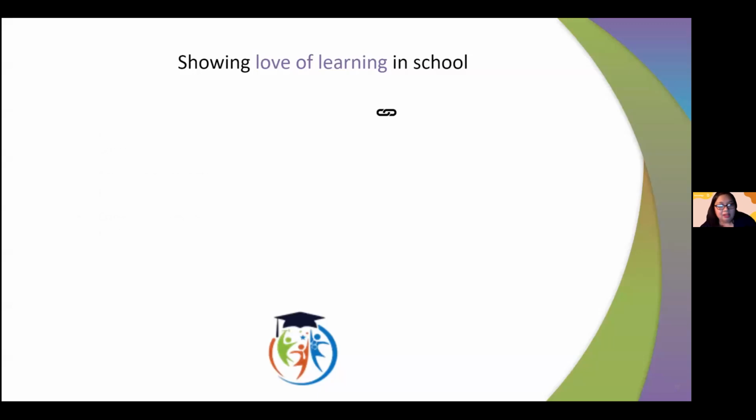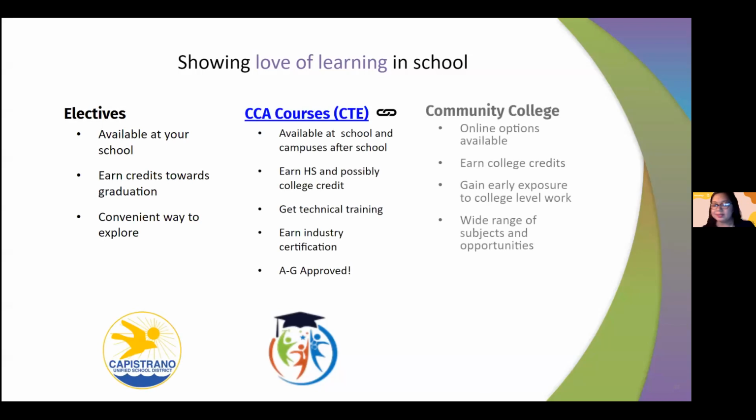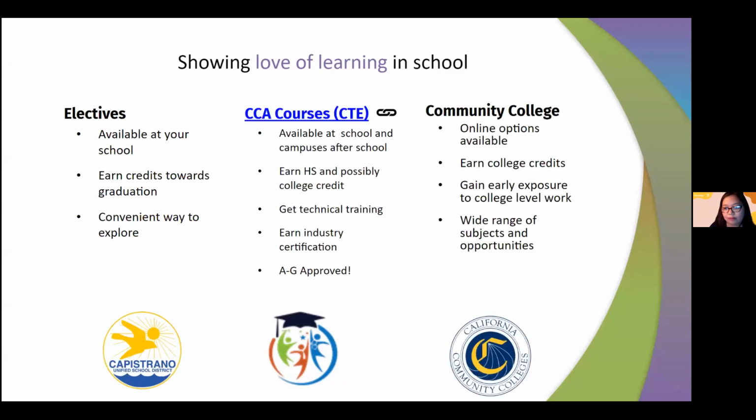All right, so I just wanted to give a couple of main takeaways before we wrap up our presentation for the evening. As you're going through high school, it's also important to show a love of learning in school. So think about what you're interested in, what sparks joy. You can take electives that are available at your school, and a lot of these electives can relate to things you're interested in, such as acting, robotics, engineering, and so forth. This can also earn you credit towards graduation, and it's a convenient way to explore different interests to see what you're interested in.